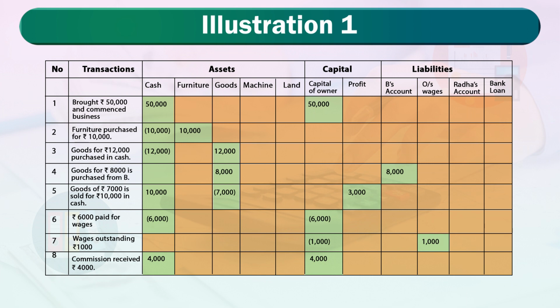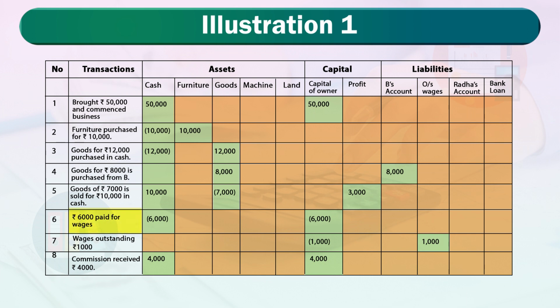Then fourth transaction is goods for rupees 8,000 purchased from B. So, we have added 8,000 in the goods column and then we have put 8,000 in B's account, that is liability towards B. Next is goods of rupees 7,000 sold for rupees 10,000 in cash. So, in the cash column we have added 10,000, but we have sold goods worth rupees 7,000 only. So, we have deducted 7,000 from the goods and 3,000 of profit is put in the profit column.